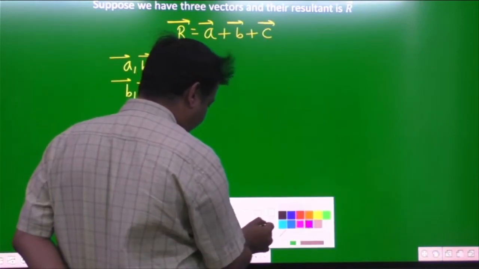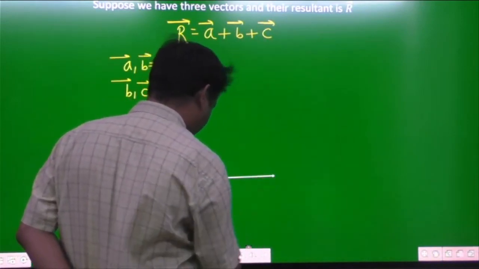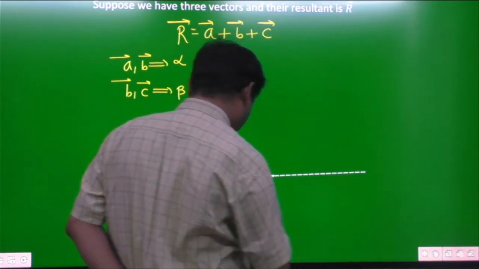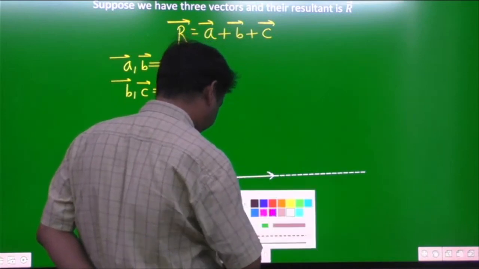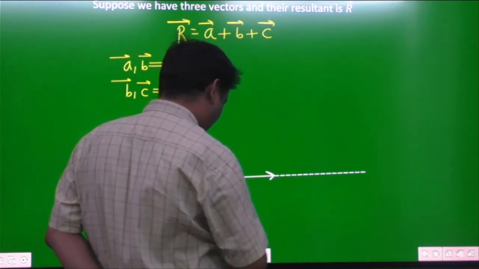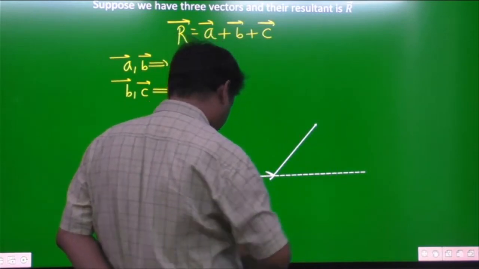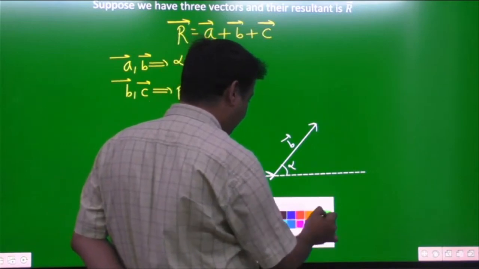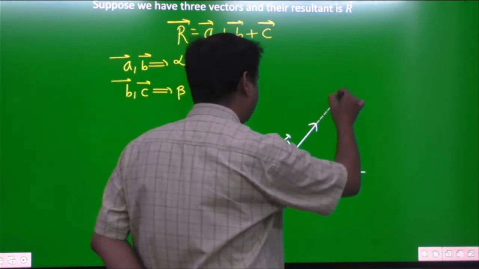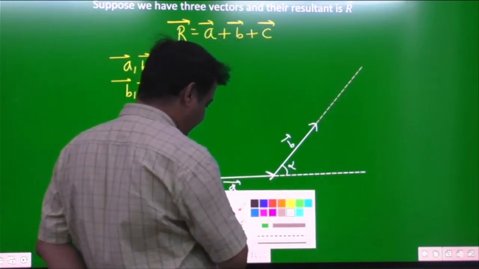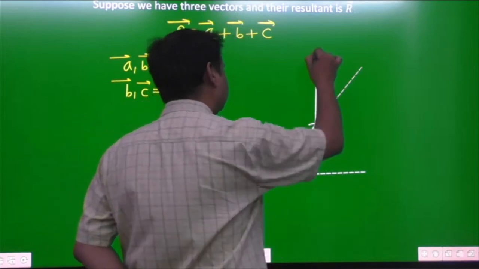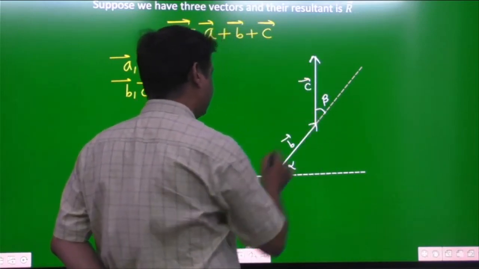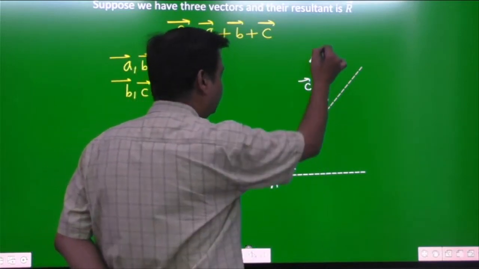Now if I am applying the Polygon law, I will make the first vector, I will extend the line of the first vector. Suppose this is your vector A. Now vector B is subtending angle alpha with vector A. So this will be alpha and this will be your vector B. Now I can extend the line of vector B, correct? Vector B can have the extended line and vector C is subtending angle beta with vector B. So this is your vector C, correct? So this is O, A, B, C.